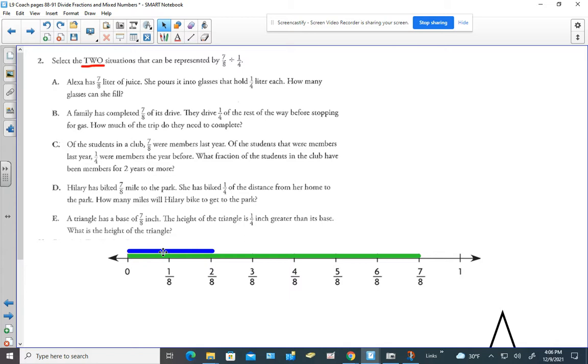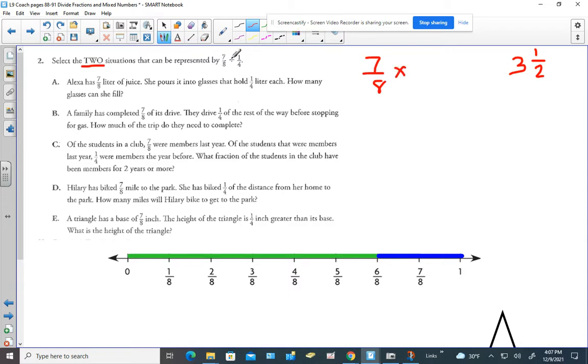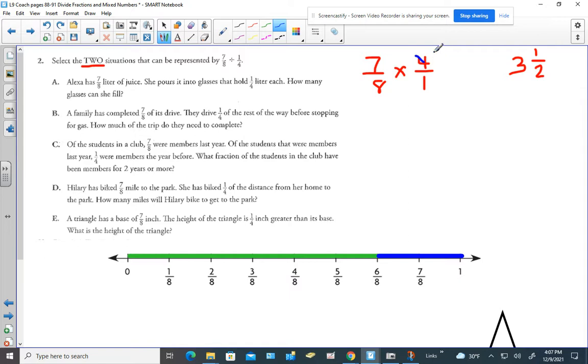So if we try to figure out how many groups of this we have just by using the model first, and then we'll look at the algorithm, we have one group of 1/4, two groups of 1/4, three groups of 1/4, and a half. So the answer is 3.5. Now if we were going to do the algorithm, that's the same thing as 7/8 times the reciprocal of this, which would be 4/1. And if we took advantage of the cross-reducing that we can do, we can divide by 4 and get 1, divide by 4 and get 2. This equals 7/2. And if we rename 7/2, we get 3.5.